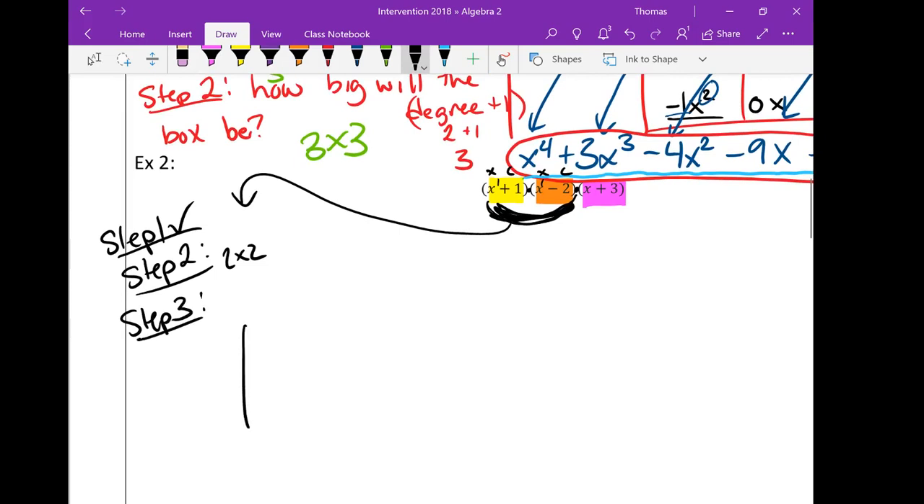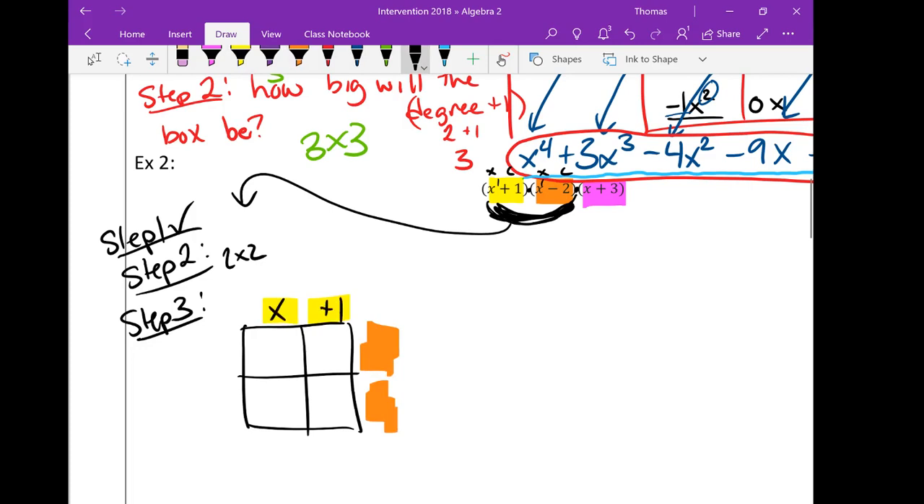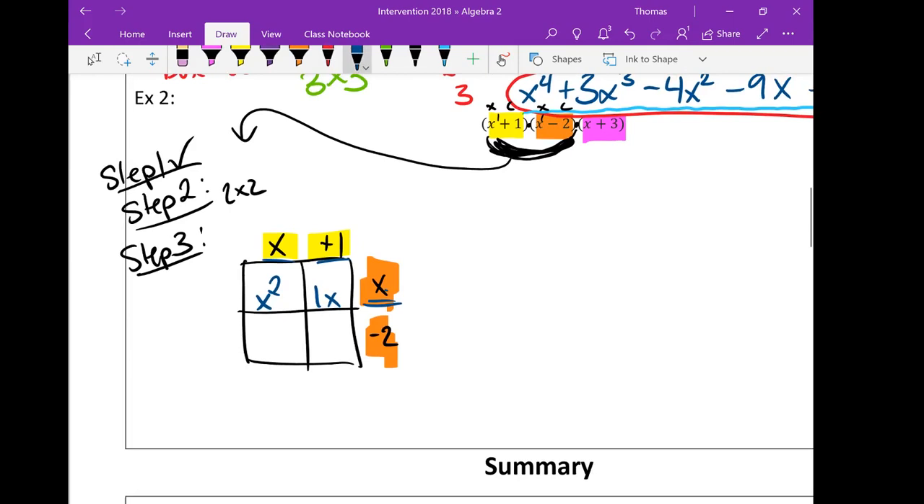All right, so let's make a 2 by 2 box. I'm going to put yellow on top again, orange on the side. Fill in my numbers, x plus 1, x minus 2. I'm going to do our products without the notes this time. I'm just going to work from the top left. X times x, that's 2 x's being multiplied, so x squared. 1 times x is 1x. Down on the bottom left, negative 2 times x is negative 2x, and negative 2 times 1 is negative 2.